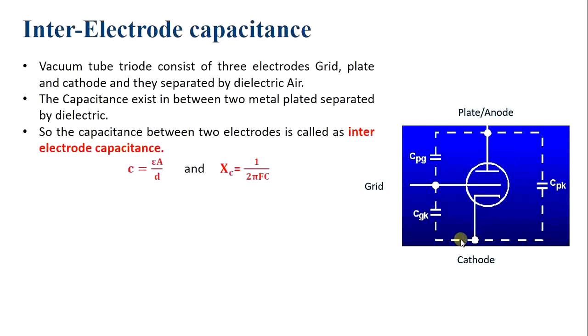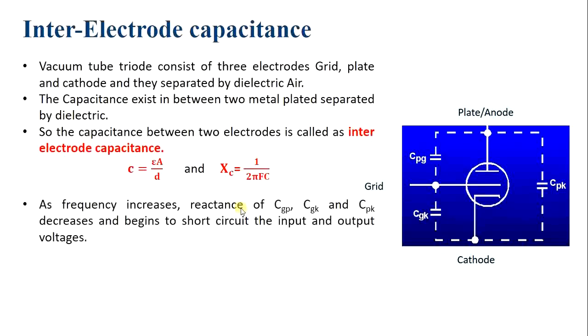The capacitance is given by C equals epsilon A by d, and the capacitive reactance is given by 1 upon 2 pi f C, where f is the frequency and C is the value of capacitance. As frequency increases, the reactance of all this capacitance between the different electrodes decreases, and they begin to short circuit the input and the output voltages.